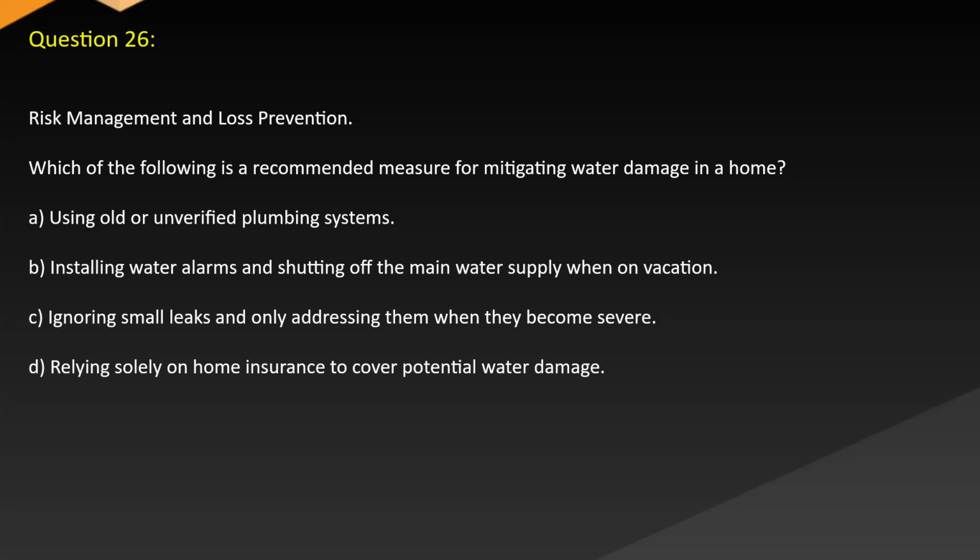Question 26. Risk management and loss prevention. Which of the following is a recommended measure for mitigating water damage in a home? A. Using old or unverified plumbing systems. B. Installing water alarms and shutting off the main water supply when on vacation. C. Ignoring small leaks and only addressing them when they become severe. D. Relying solely on home insurance to cover potential water damage.